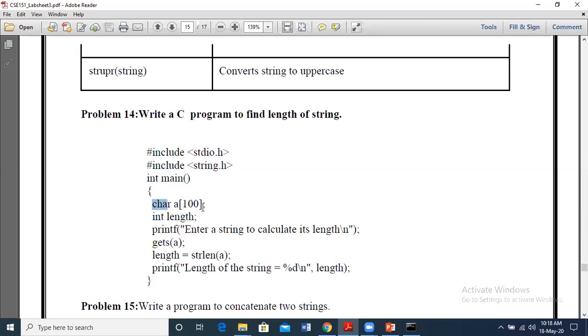Then we are declaring a string here, a of 100, and an integer which will store the length, int length. Then taking input using gets of a. Now you can see how strlen is used. We simply specify strlen, and within brackets we write the name of the string. Here the name of the string is a, so that is the parameter. Whatever value it returns will be a number. It will count the number of characters, and that will be stored to length. This single line will perform the operation of the entire program.